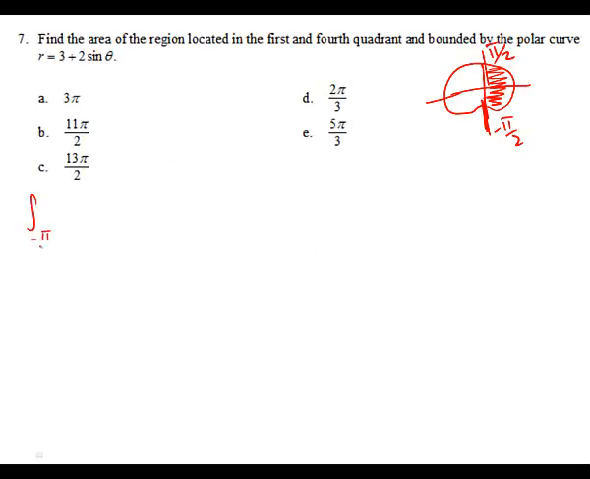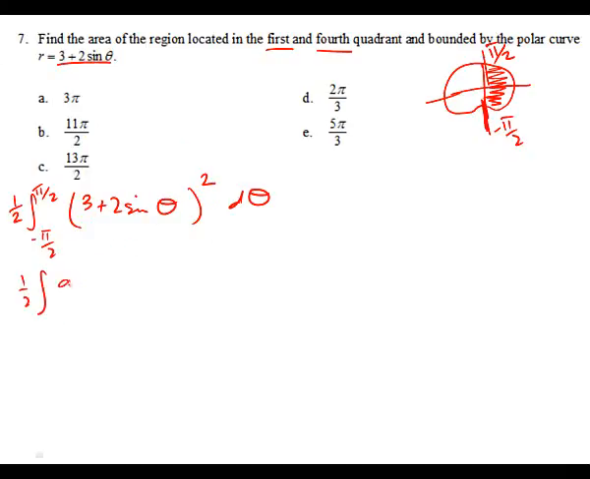So I'm going from negative pi over 2 to pi over 2. And again, looking at the answers, it would have probably been a non-calculator. I want to double it, don't I? Right. Because, oh, wait. It says only in the first and the fourth, so do I need to double it? No. In this case, no. But my formula does say I have to do 1/2 times the function squared. So I'm going to take this guy, 3 plus 2 sine theta squared, d theta. All right, what does instinct tell you to do next?